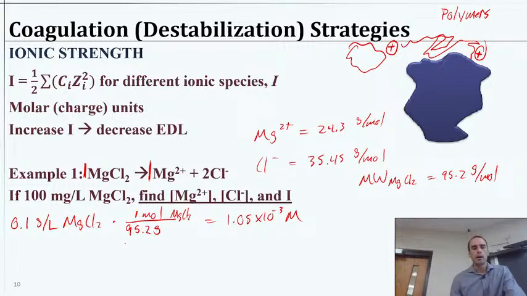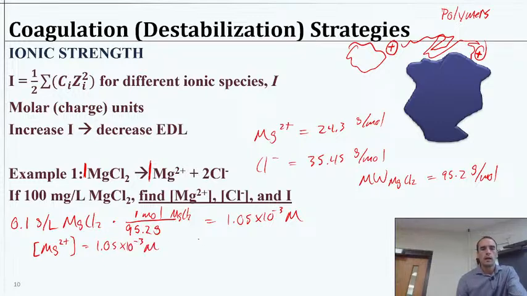So that means that our magnesium concentration, that was a 1-to-1. So that's also going to be 1.05 times 10 to the minus 3 moles per liter. And Cl2 is going to be 2 times that. Excuse me, I said Cl2, I meant Cl minus. Cl minus is going to be 2 times the 1.05 times 10 to the minus 3, which should be 2.10.